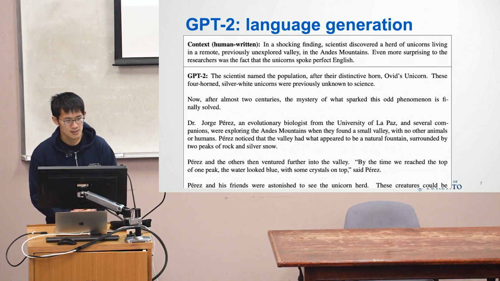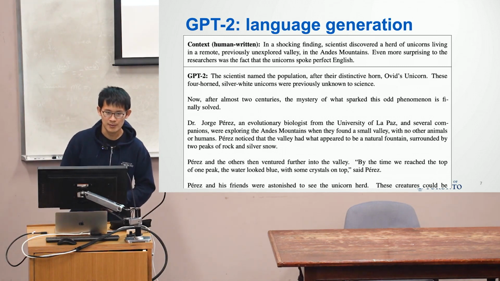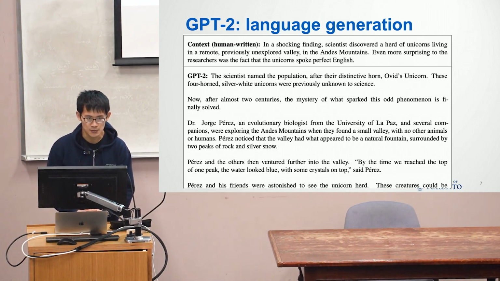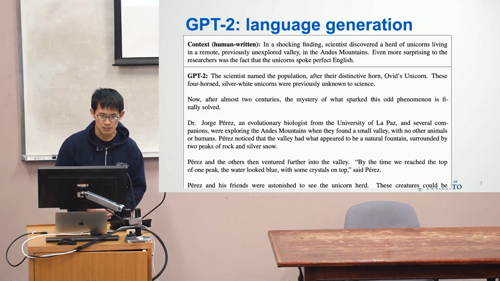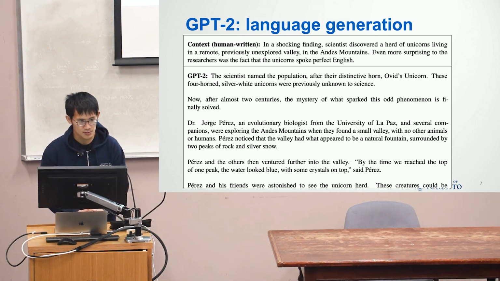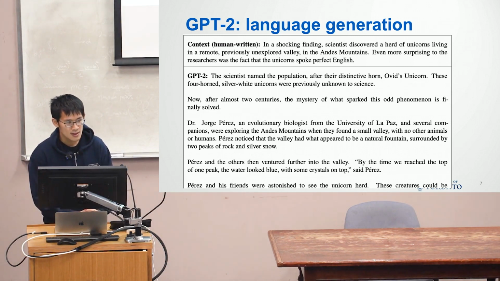Here's a context that is shared in the appendix of the GPT-2 paper. In a shocking finding, scientists discovered a herd of unicorns living in a remote, previously unexplored valley in the Andes Mountains. Even more surprising to the researchers was the fact that the unicorns spoke perfect English. And here's what GPT-2 generated.